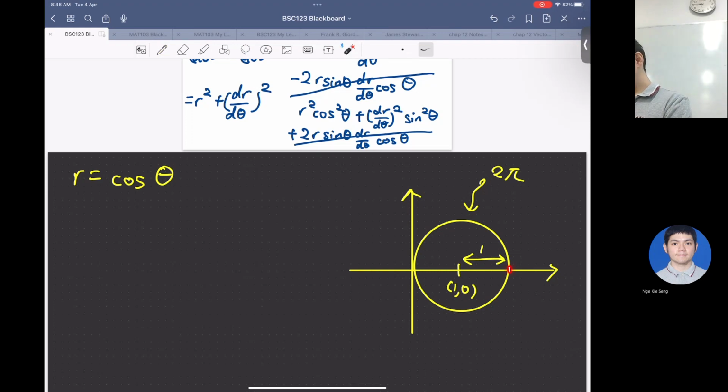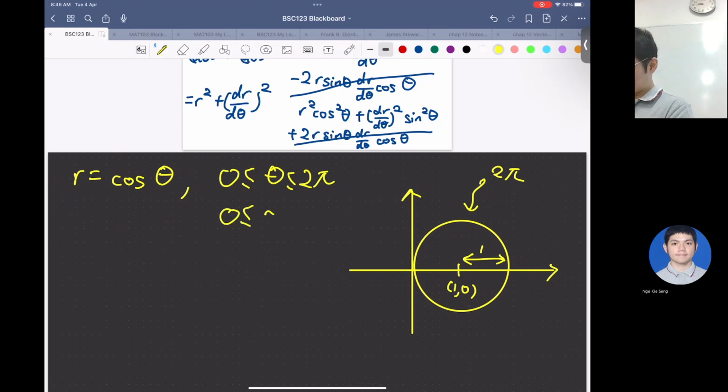What's the domain of theta for this curve using this polar curve here? 0 to 2 pi? I think it's too much. 0 to pi is already enough. Check what happens at pi. When theta equals pi, r equals cos pi, which is minus 1. So where is minus 1 at pi?